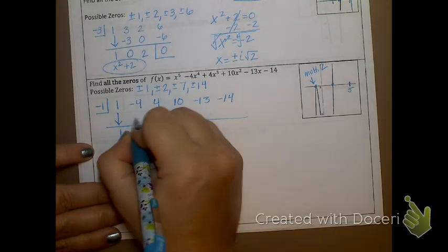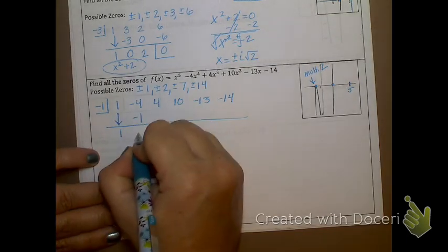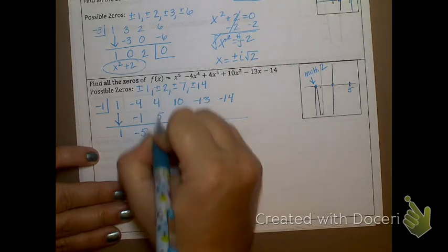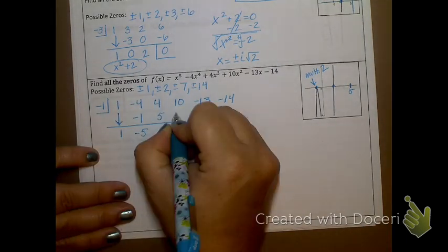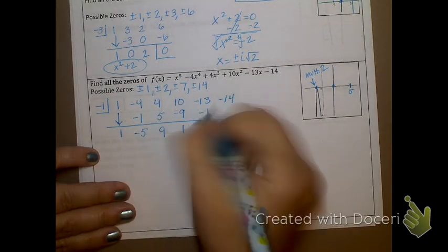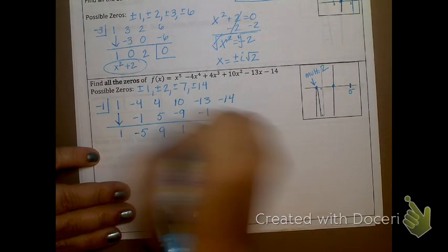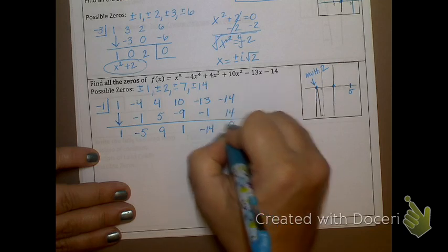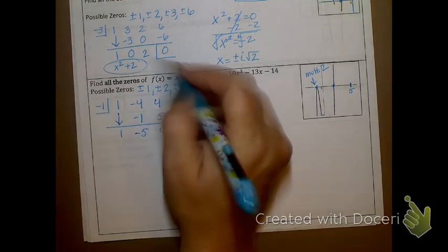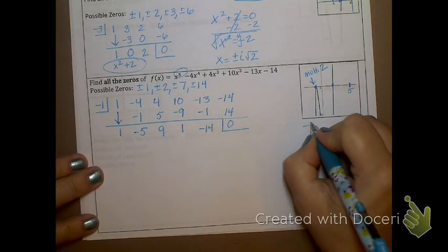1 times -1 is -1. -4 plus -1 is -5. That's going to give me +5, 9, -9, 1, -1, -14, 14, 0. It is -1, isn't it? So how many answers am I looking for at the end? 5. I just found -1 works.